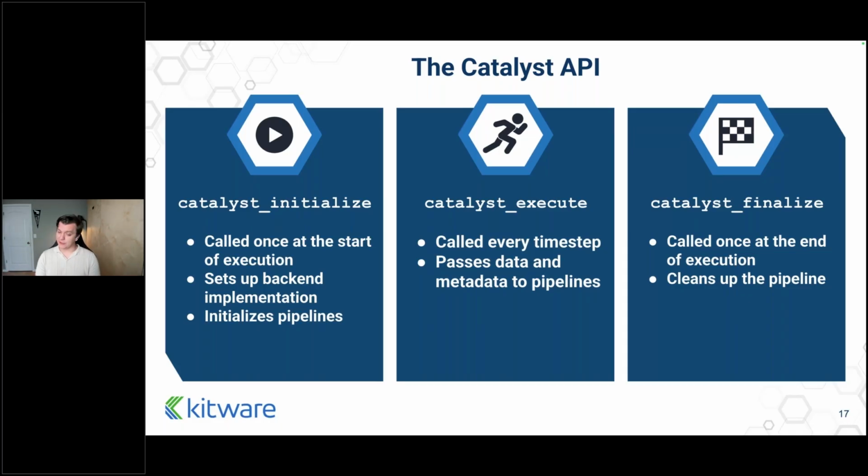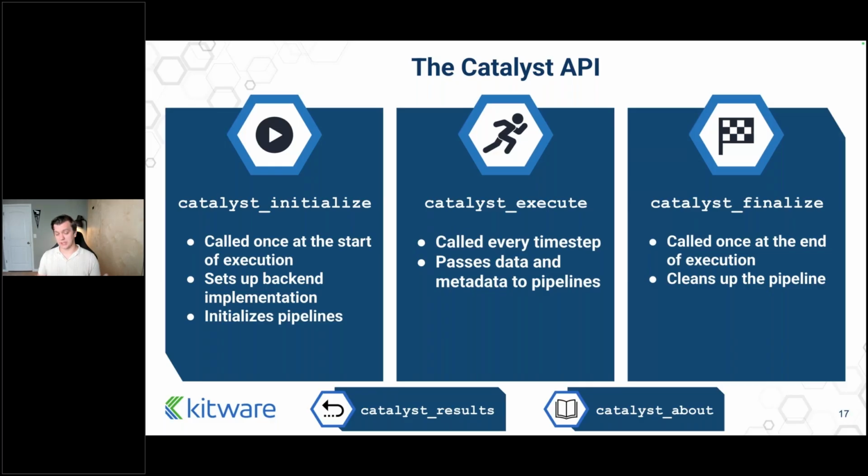Now, if you want to get fancy, which we will not be doing in this talk, there are two additional API calls that we could implement: Catalyst results and Catalyst about. Catalyst results is a very powerful tool for returning data from our Catalyst pipelines to our simulation. This is what enables workflows such as computational steering and can be very powerful. Catalyst about gives us information about our backend, which we don't really need to worry about right now. We're going to be using the ParaView Catalyst backend for this particular demonstration. But if you want to develop your own Catalyst backend for some complex capability you want to implement, that is something that you have access to with the Catalyst API.